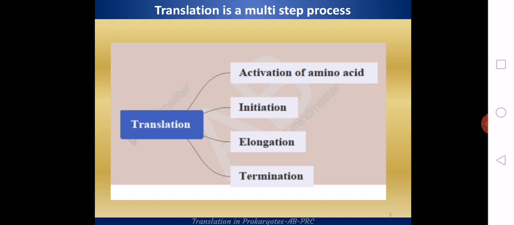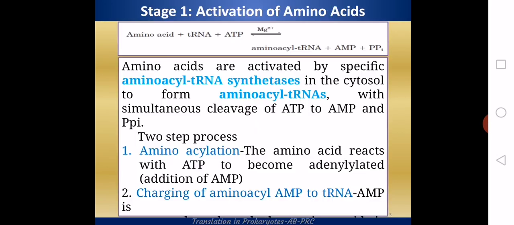Translation as a whole is split, for understanding, into 4 stages. The first one is the activation of amino acid, then initiation, elongation and termination. So we'll start with the first stage. Activation of amino acid is a 2-step process.